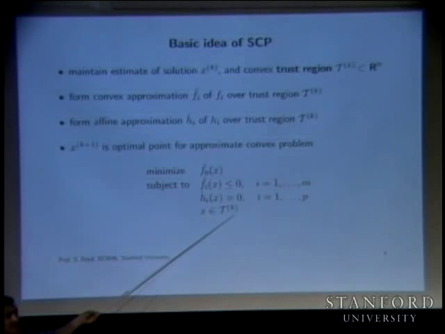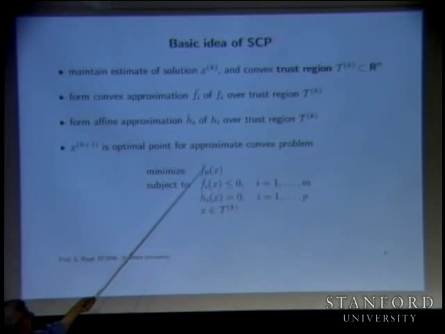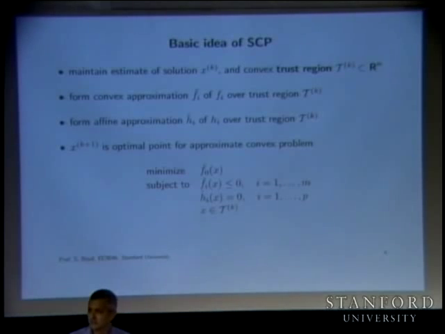And I impose this last condition, which is the trust region constraint. And now I solve this problem. That's a convex problem. Okay? So that's the idea. And this is not a real constraint in the problem, obviously, because Tk is made up by us. So it's not a real constraint. What this is here for is to make sure that these approximations are still, roughly speaking, valid. So that's the idea.